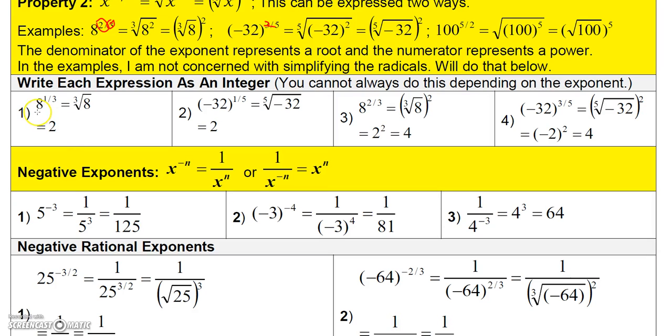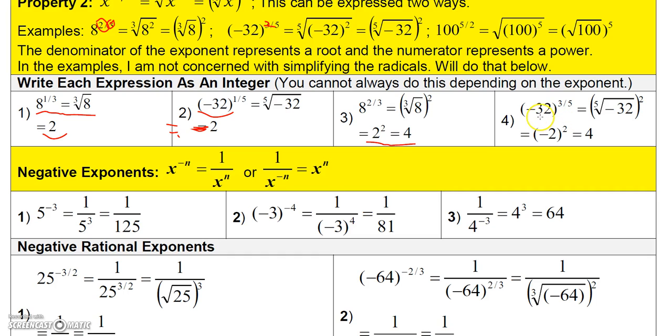Okay, so now let's apply some of these properties. We know that 8 to the 1/3 power is the same as the cube root of 8. And since 2 cubed equals 8, the answer would be 2. Now, we know that negative 32 to the 1/5 power is equal to the 5th root of negative 32. And the 5th root of negative 32 is actually negative 2. The reason is because if you raise negative 2 to the 5th power, you will get negative 32. I'm not sure why I didn't have the negative there, because I did it over here on the 4th example. But anyway, now 8 to the 2/3 would be the same as the cube root of 8 quantity squared. Well, the cube root of 8 is 2, and 2 squared is 4.